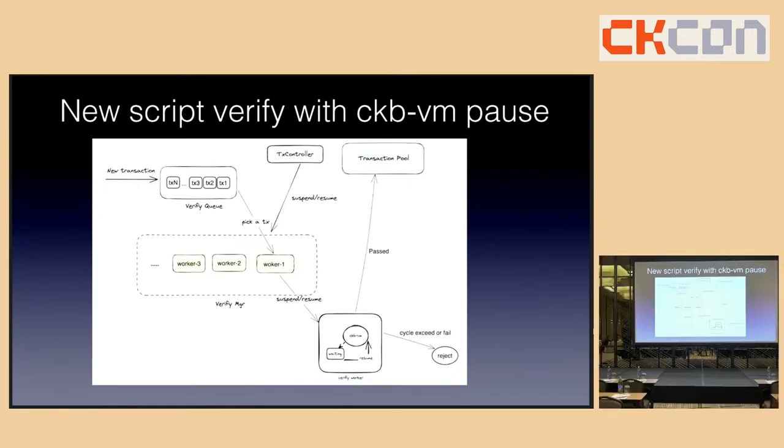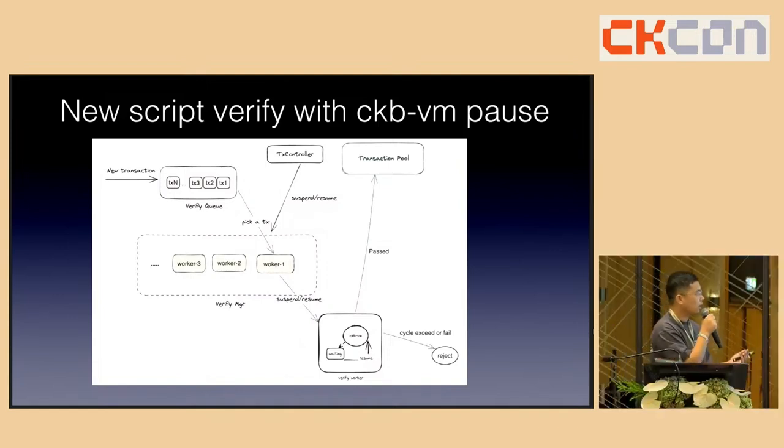We still have a verify queue to store the pending transactions. There will be a verify manager. The verify manager will start up multiple workers. All the workers will try to pick up a transaction from the queue, and then we will start up the CKB VM for the worker. So when the suspend and resume signals come, they will be controlled by the verify manager. The verify manager will send the suspend signal to a verify worker. Yeah, that is the new workflow.